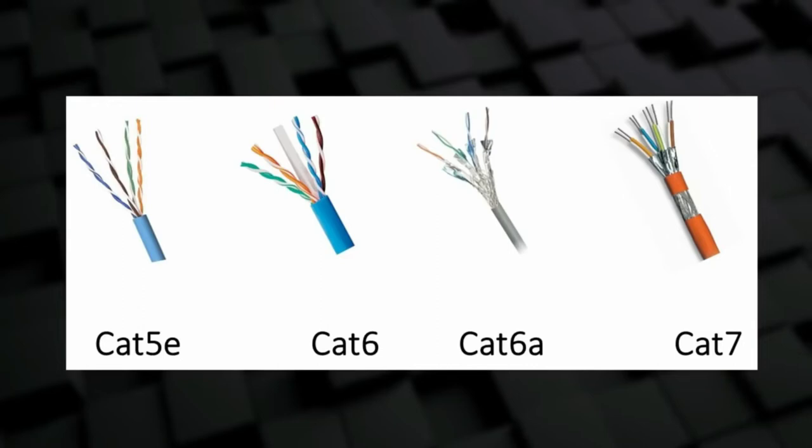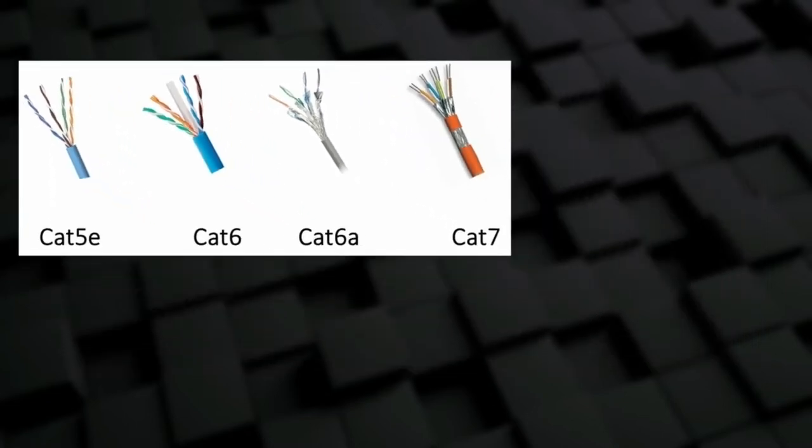For example, Cat 2 has only two pairs. Cat 6 has four pairs. Cat 6 has thicker wires than Cat 5, and so on. Sometimes there'll be an E or an A at the end of the name. Cat5e and Cat6a are examples of this. This is where the original standard has been improved upon.